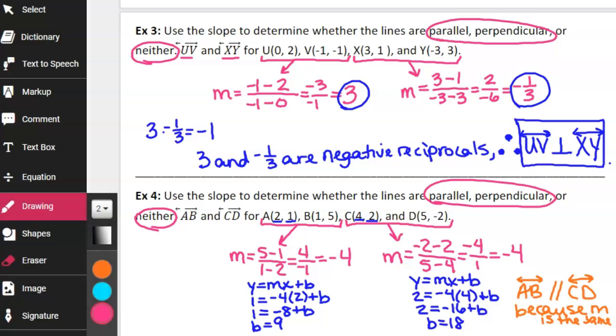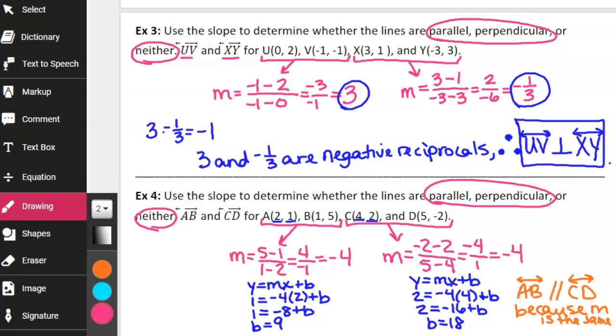All right, folks. So hopefully, and probably, you all got that line AB is parallel to line CD. However, once you got that the slopes were the same, that they were both -4, you cannot stop there and conclude that those two lines are parallel, because it is always possible that even though those two lines have the same slope, they might be the same line. So you have to check and make sure that the y-intercepts are different.